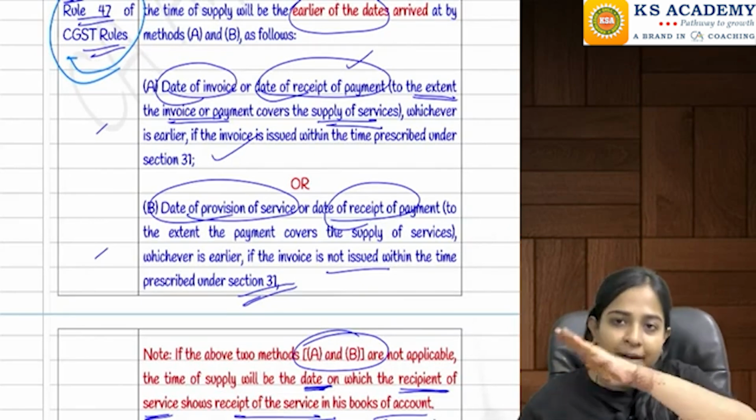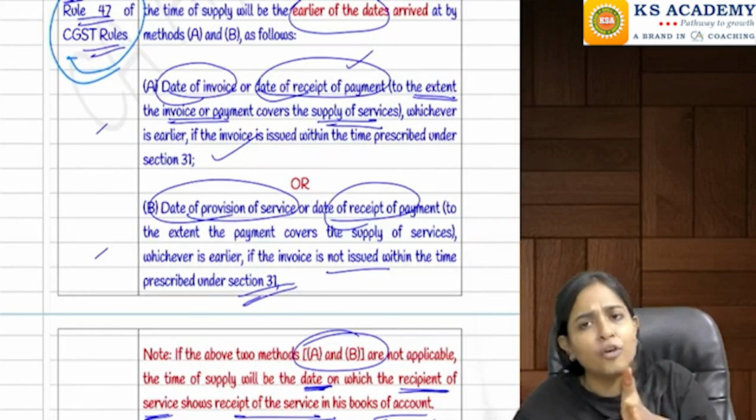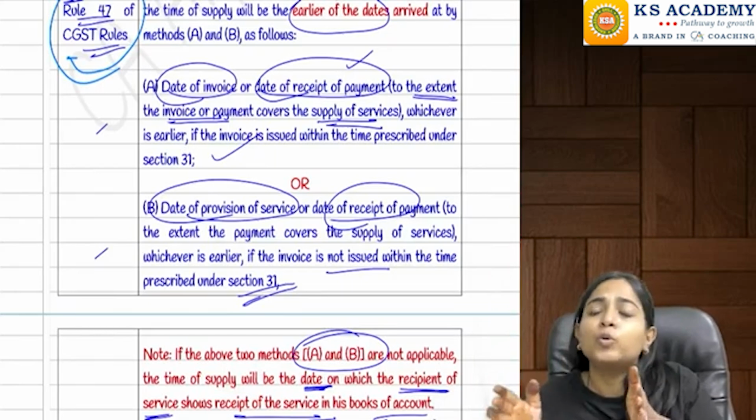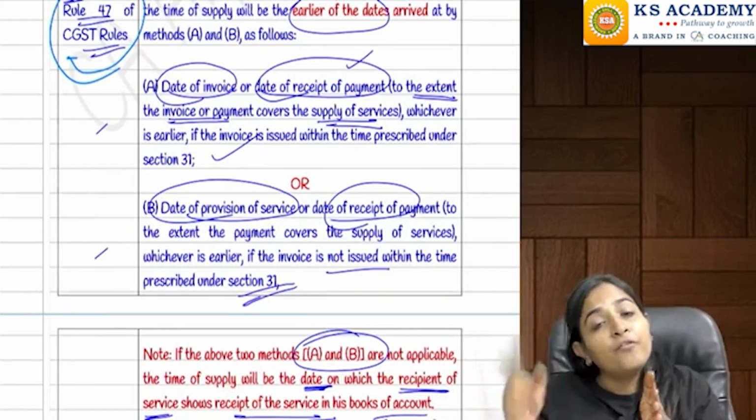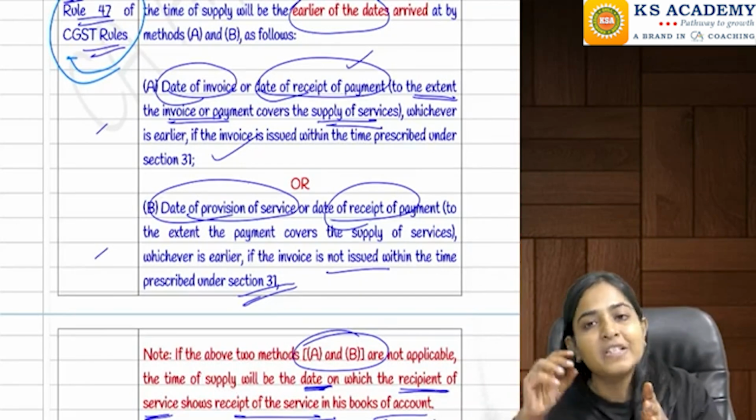So again I am repeating, invoice on time. If the invoice is on time, what will happen? Date of invoice or receipt of payment, whichever is earlier. If the invoice is late, what will happen? Then date of provision of service, that is date of completion of service or receipt of payment, whichever is earlier.